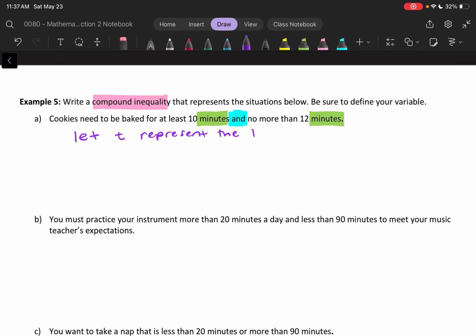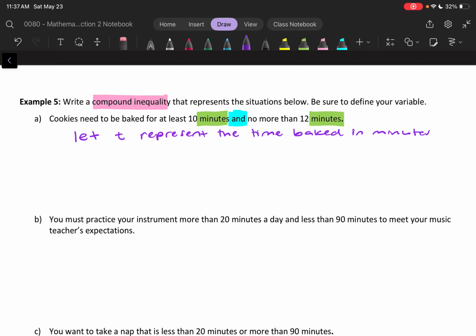The time baked, in minutes. All right, and again, I'm being specific because what is that time for? Well, it's the time the cookies are baking in the oven. And what are they measured in? They're measured in minutes. So I'm numeric and I'm specific.